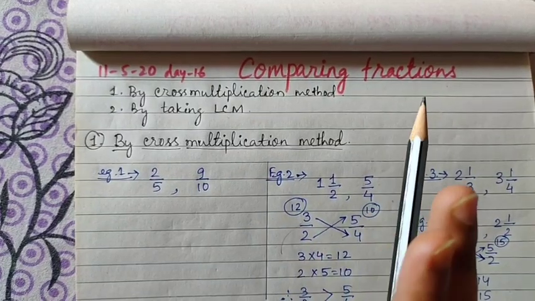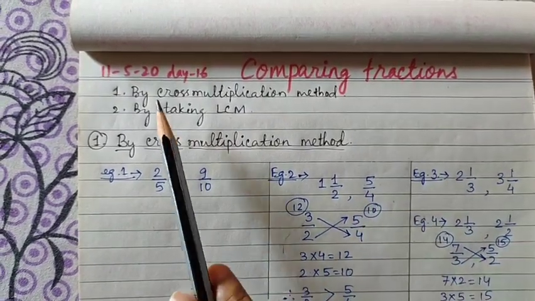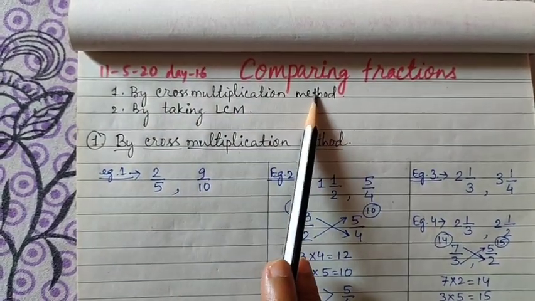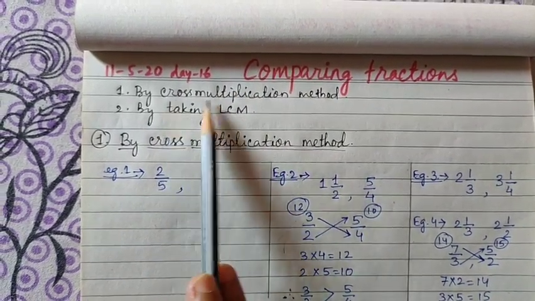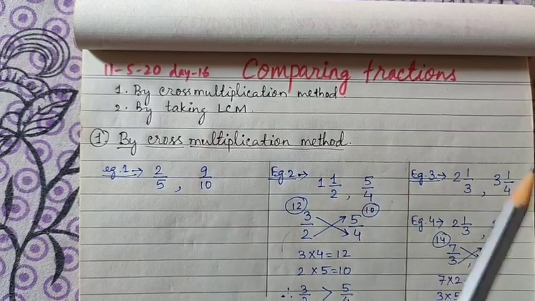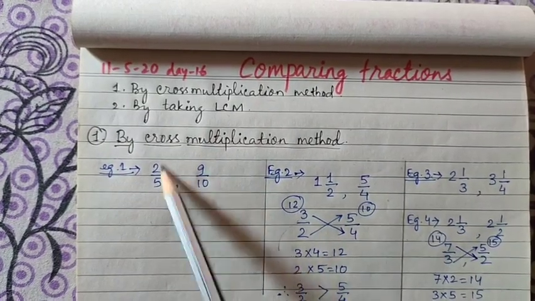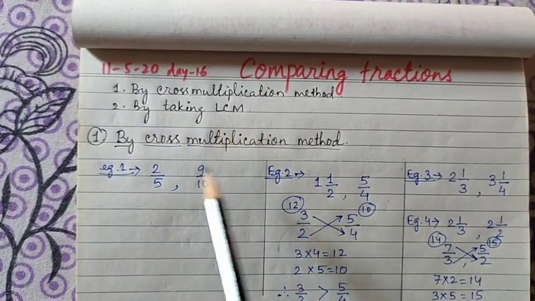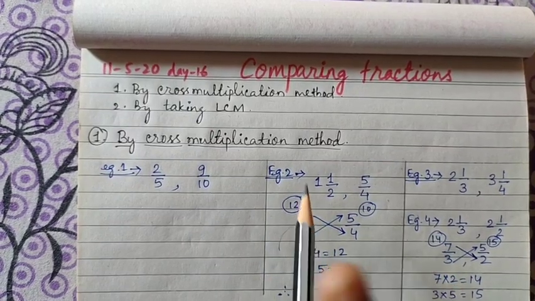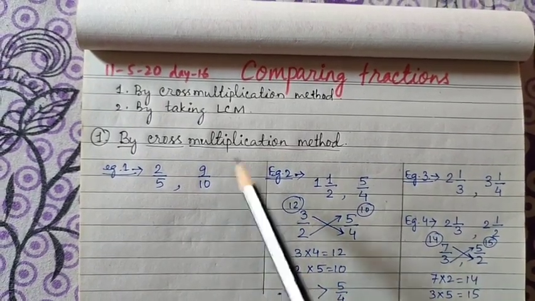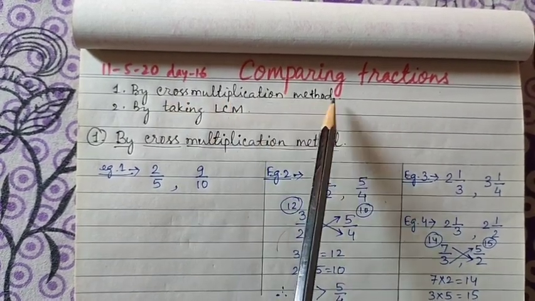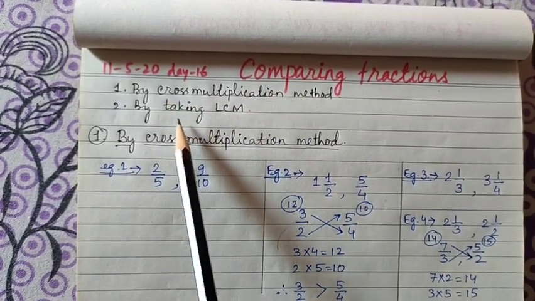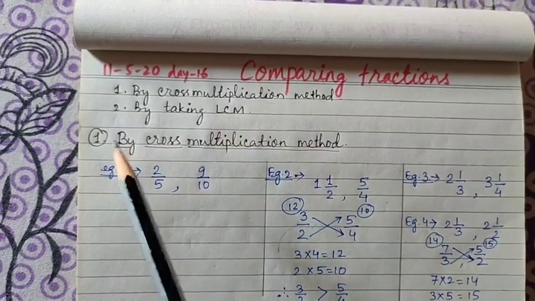There are two methods by which you can compare fractions. One is the cross multiplication method, another is the LCM method. The first method is used to compare only two fractions, but by the LCM method you can compare two fractions or a group of fractions. Today we'll only discuss the cross multiplication method. In the next class I will be telling about the LCM method.